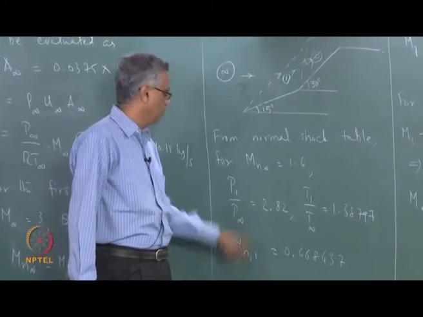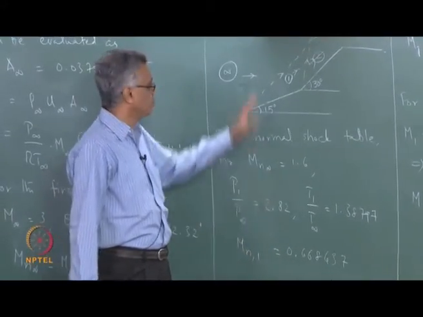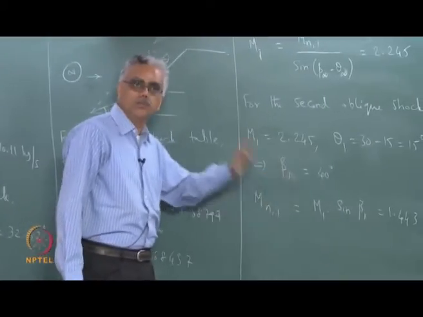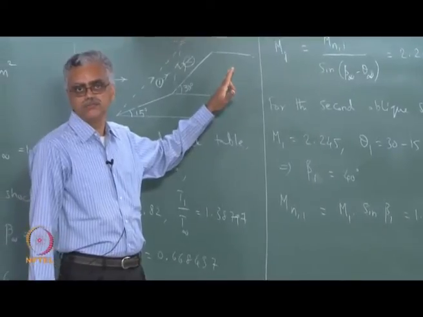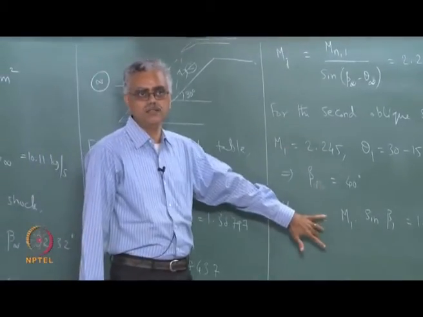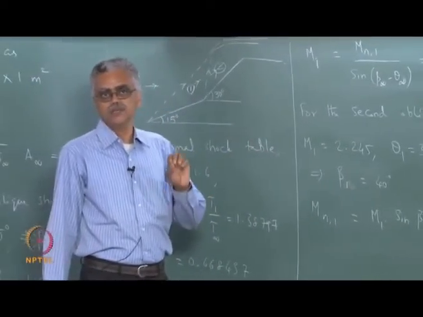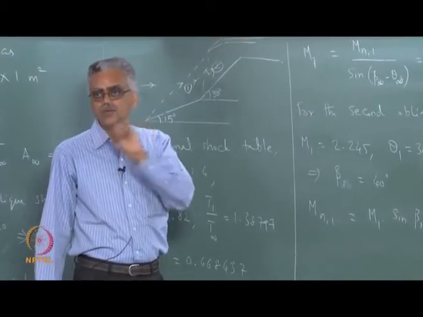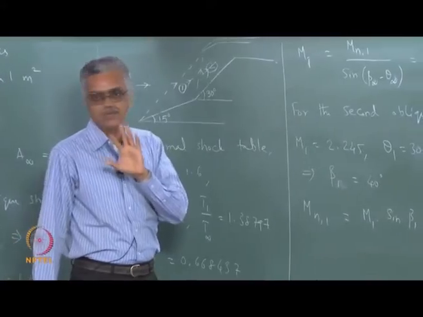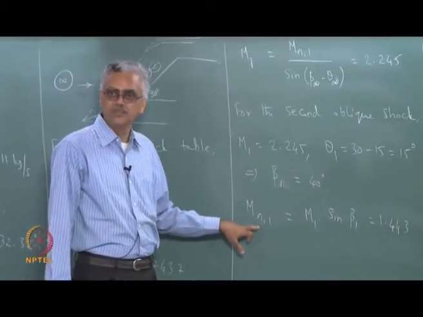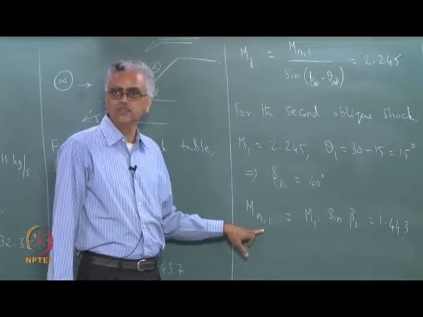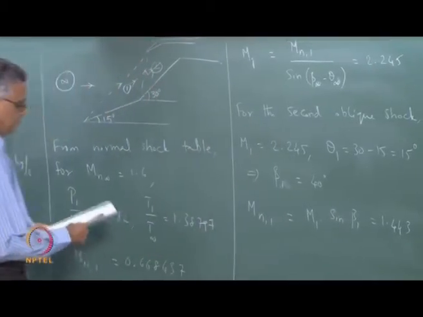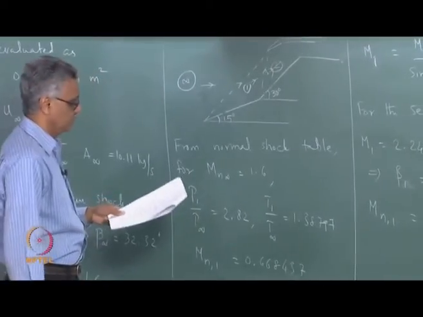This Mn1 we obtained from the normal shock table post the first oblique shock. This is Mn1 pre the second oblique shock, which means it has to be calculated like this. So when you do these kinds of calculations, you must be very clear about the terminology, the notation, and how you calculate these quantities. I do not wish to use a different notation for this, that will be very confusing. So you must understand how we are calculating these numbers. That is why I am writing all these things explicitly.